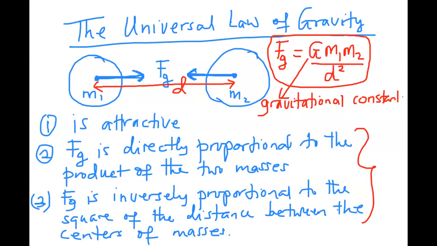Its value, the value of G, is 6.67 times 10 to the power minus 11. It's a very, very small number. The units are Newton meter squared per kilogram squared. So this is the universal gravitational constant. And this is the formula or the equation that describes the statements I have shared with you here. So that's the nature of gravity.